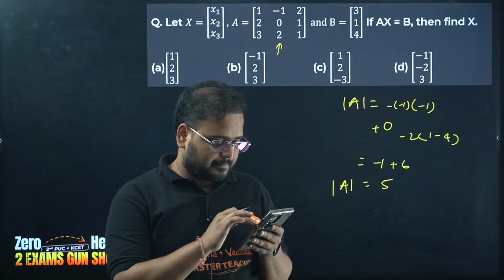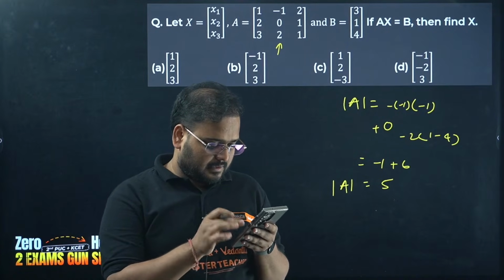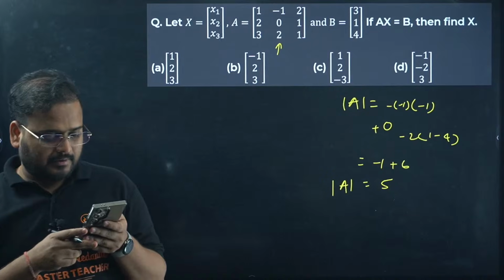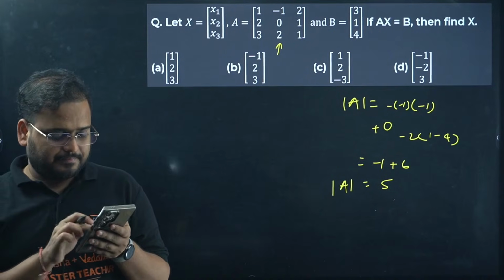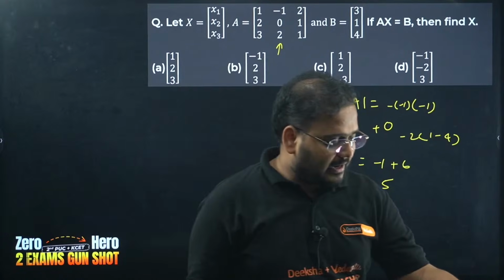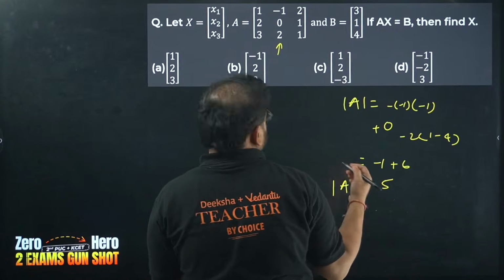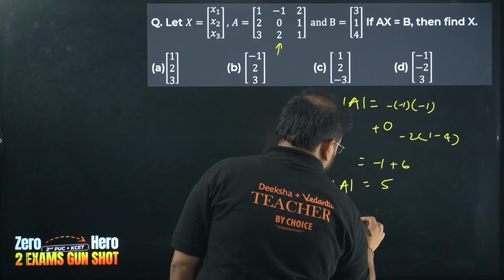Yes. Is it 5? Is it 5? I think it should be 5 only. Now let me get back to solving the adjoint also, because to find the value of this, I got to find the adjoint also, right?